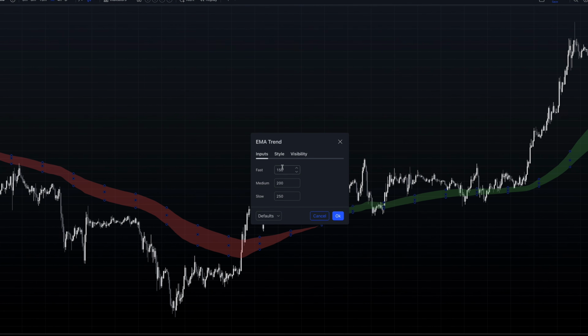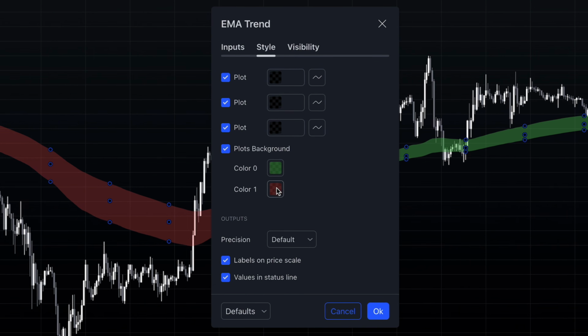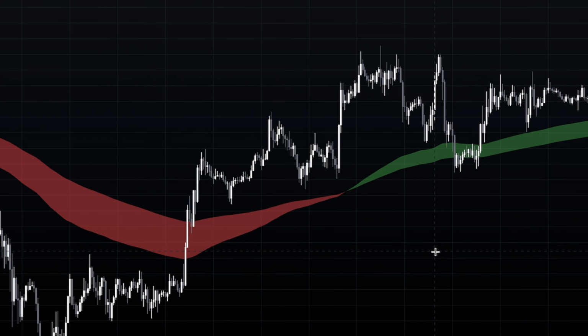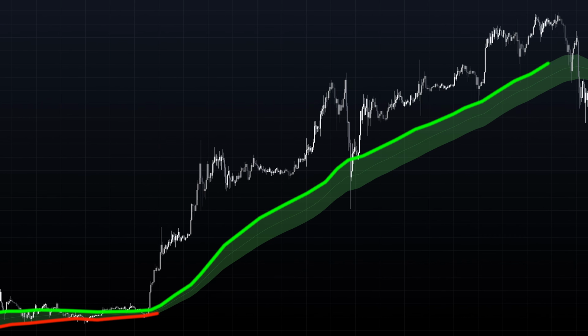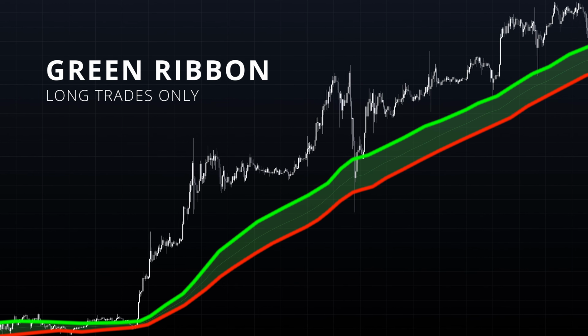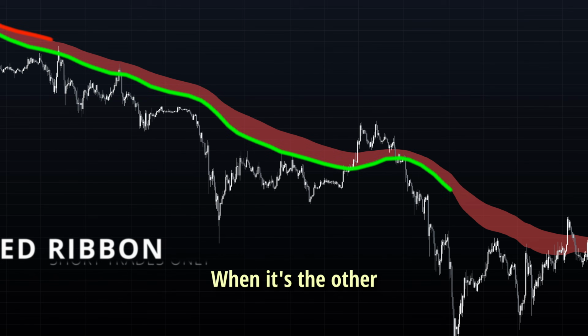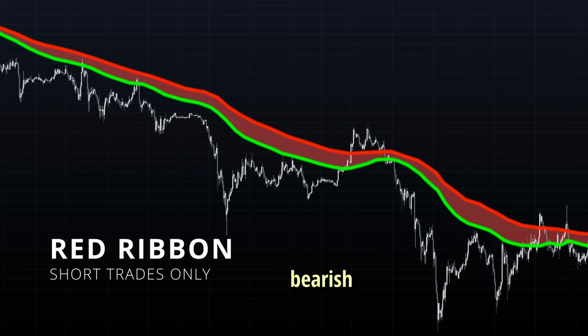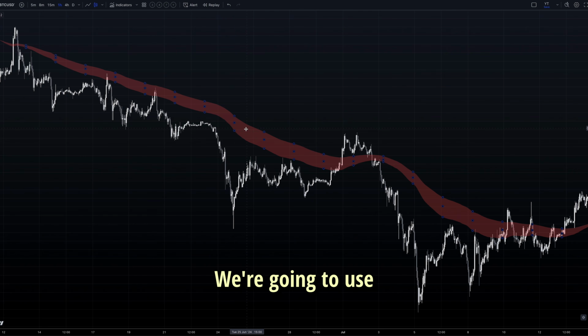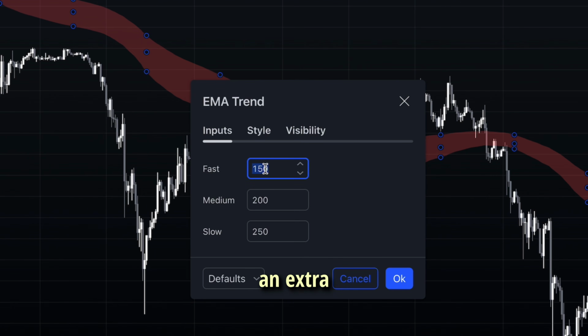Now this EMA cloud changes color to show you the trend. Let's make those colors pop a bit more. When the short EMA is above the long one and you see green, that's bullish. Time to think about buying. When it's the other way around and you see red, that's bearish. Maybe time to sell. We're going to use that medium EMA as an extra safety net.